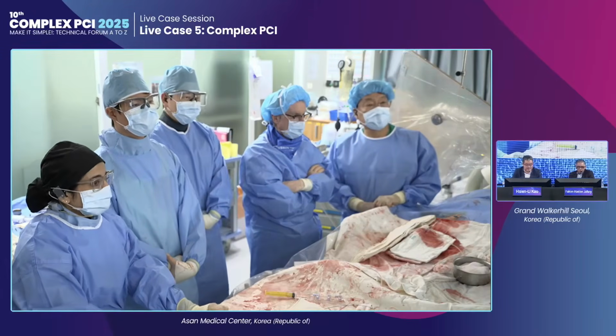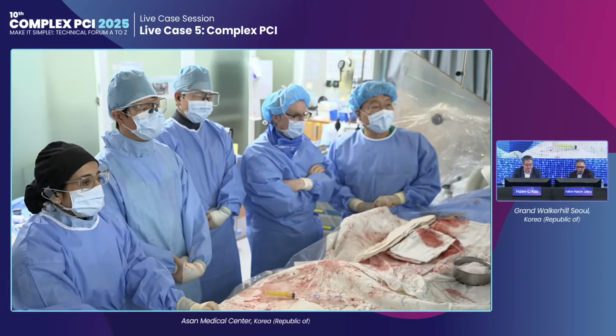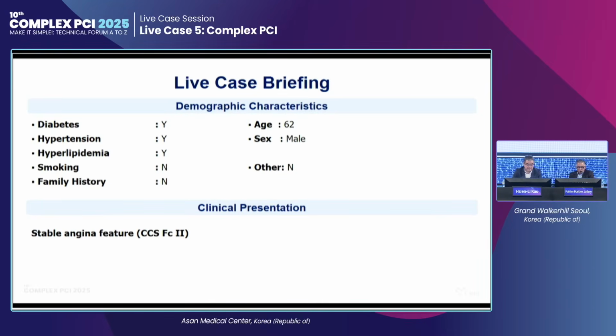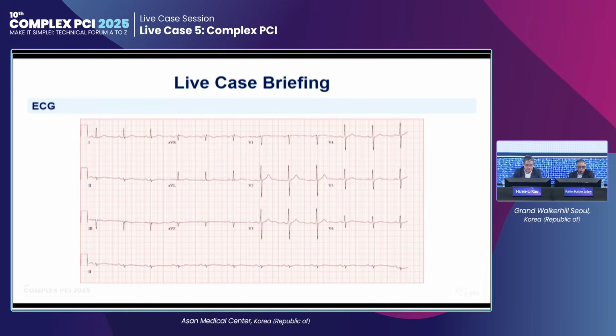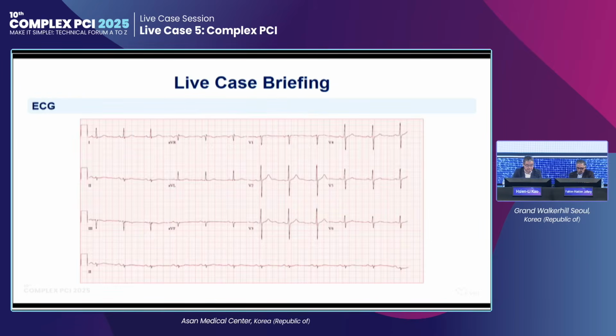Thank you, Professor, for the introduction and the honor. Our patient is a 62-year-old gentleman. He was referred to Asan Medical Center for a history of exertional chest pain. His past medical history is positive for diabetes, hypertension, and dyslipidemia. His clinical presentation has been diagnosed as stable angina, functional class 2. His ECG shows normal sinus rhythm at a heart rate of 70 beats per minute with no acute ischemic changes.